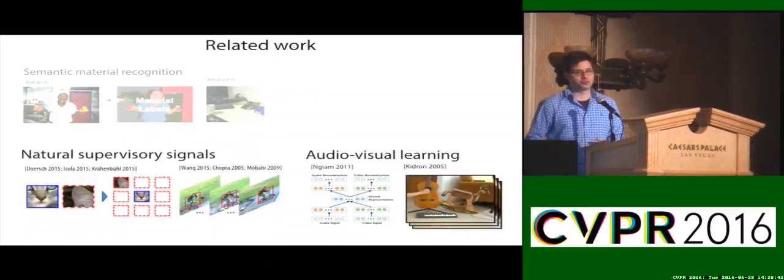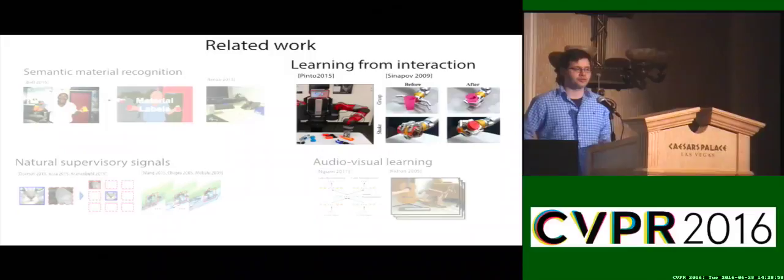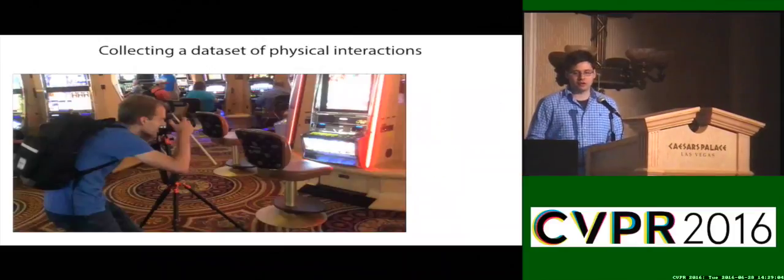And in this way, it's very similar to recent work in unsupervised or self-supervised learning that learns from unlabeled video and images. In our case, though, the learning happens from solving a multimodal prediction problem. We're predicting sound from video. And this idea also of learning from interaction is something that's been studied in a robotics context before. But instead of having a robot perform the actions, we did it ourselves.